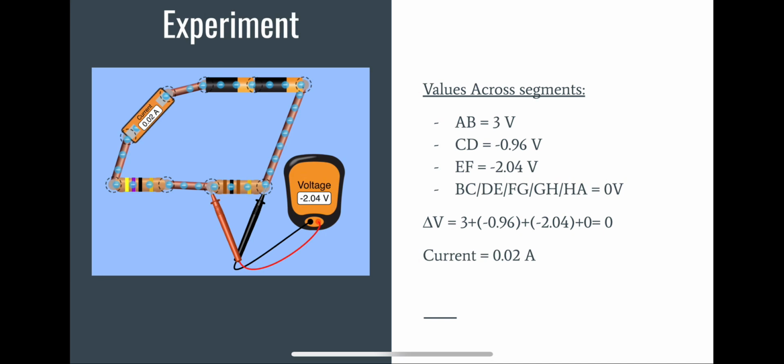Closing the previous circuit and measuring the potential difference across different areas, we have AB as 3 volts, CD as negative 0.96 volts, EF as negative 2.04 volts, and all the rest of the segments as 0 volt difference. Now, adding all that up, we have a sum total of 0, which is expected due to the round-trip rule, and the current is still 0.02 amps.